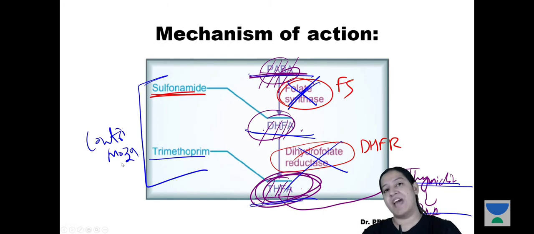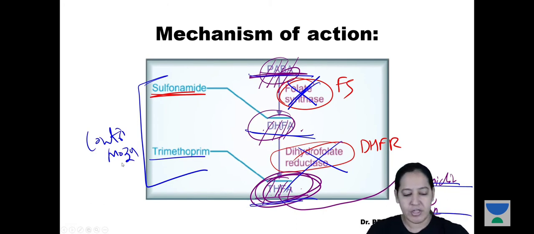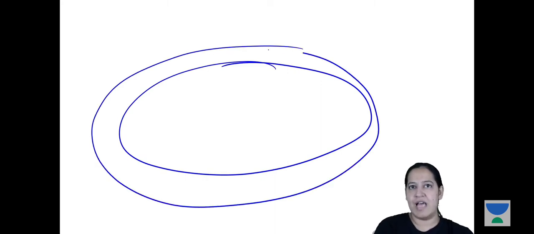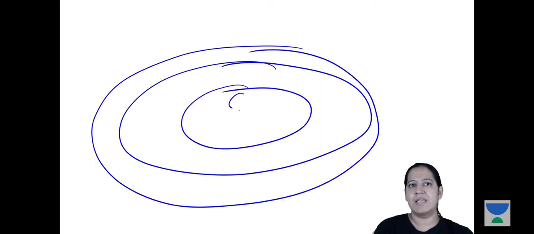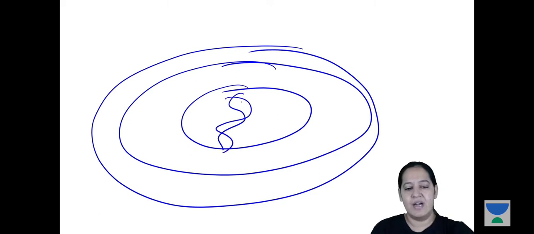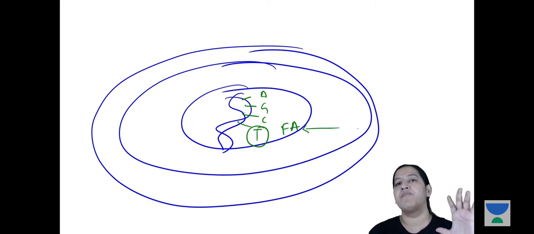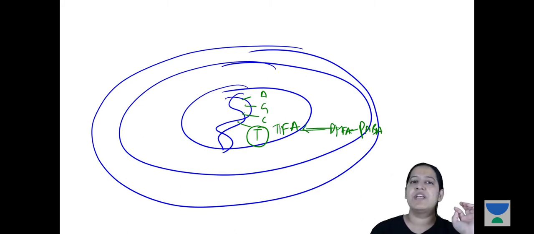I told you the mechanism of action of two drugs together. Should I draw the bacteria again, or have you got it? This is the bacteria. This is the cell membrane, this is the cell wall, this is the nucleus. Inside the nucleus, this is the DNA. DNA contains four things. What are the four things? Adenine, guanine, cytosine, and thymidine. For the synthesis of thymidine, we require folic acid. Folic acid is made from PABA. So PABA से बनता है folic acid. कैसे? PABA से पहले DHFA बनेगा और DHFA से बनेगा folic acid. That is THFA. Folic acid is basically THFA. This THFA is required for thymidine synthesis.